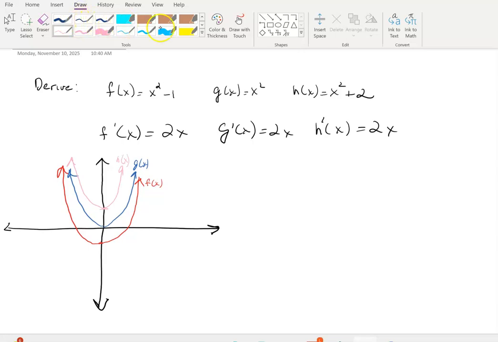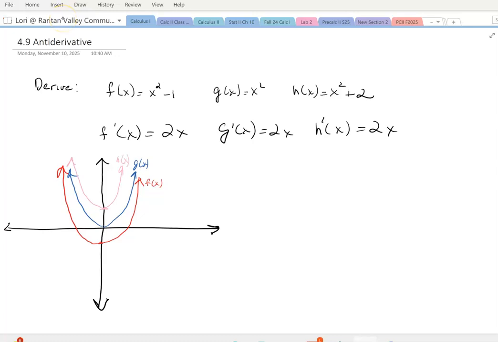So technically three different functions, three functions that differ only by the constant, all have the derivative of 2x. So f of x equals 2x. That's going to be a steep linear equation because it has a slope of 2.